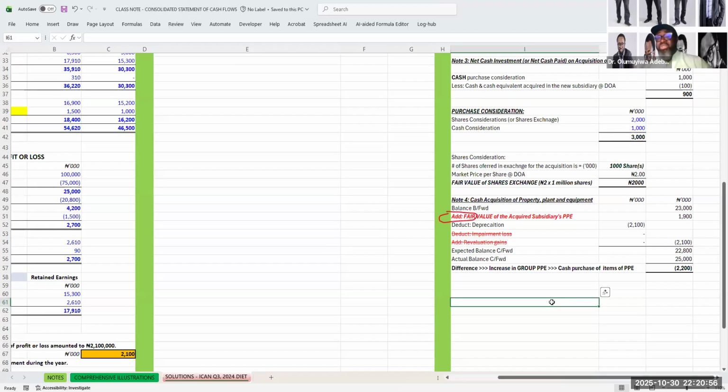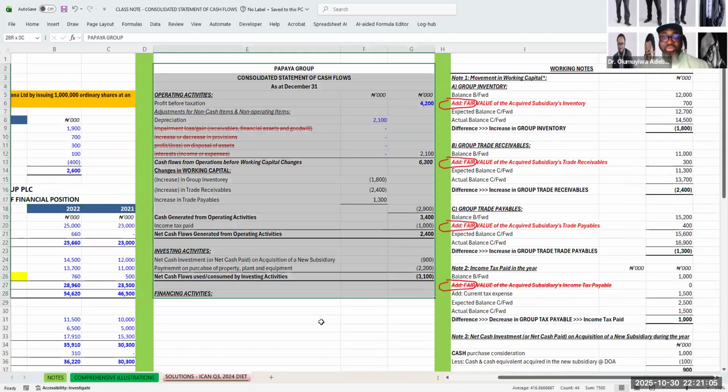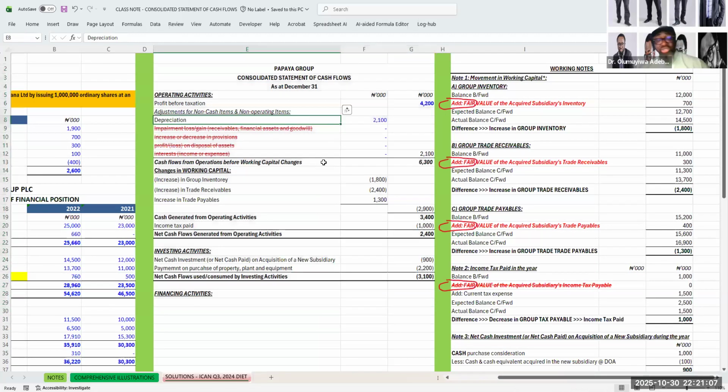But for exam, you will not be penalized because it's a working. You can work things out the way you want. The only thing you will be penalized for is your order of presentation, which means you must follow this order of presentation. But anything working, you can do it anyhow. You better understand.